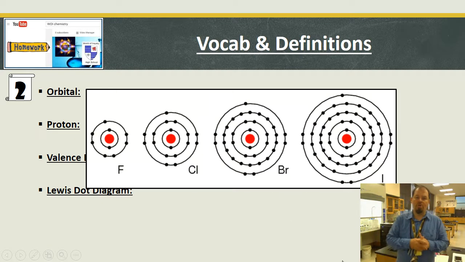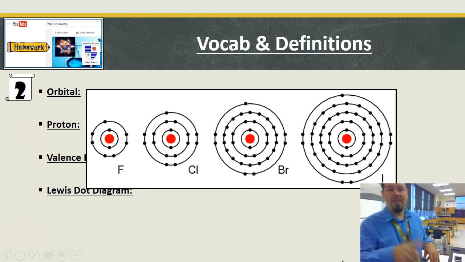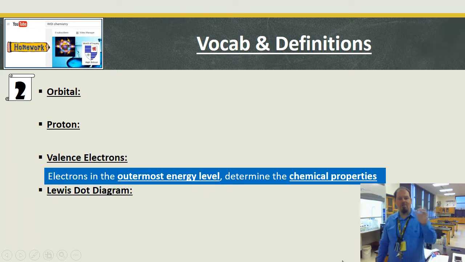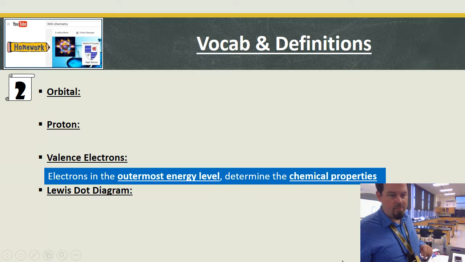Valence electrons are important. These are that outside ring. So here are Bohr diagrams of a few elements in group 17 going down, getting wider, and the outside ring is the valence. We're going to need to know about them. These are the electrons in the outermost energy level. They determine the chemical properties, and that's all we will be using in these.